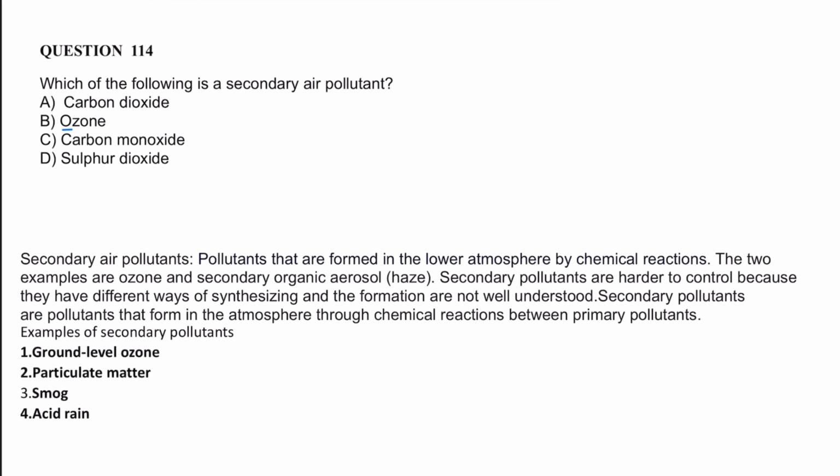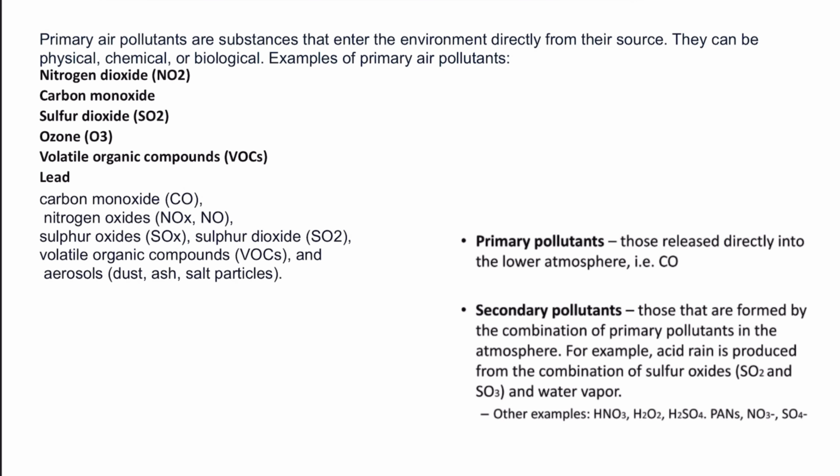Next question. Which of the following is a secondary air pollutant? Ozone. So the secondary air pollutant is ozone. Let us see what a primary air pollutant and a secondary air pollutant are. Primary air pollutants are substances that enter the environment directly from their source. They can be physical, chemical, or biological. Examples of primary air pollutants are nitrogen oxides, carbon monoxide, sulfur oxides, volatile organic compounds, lead, and aerosols.